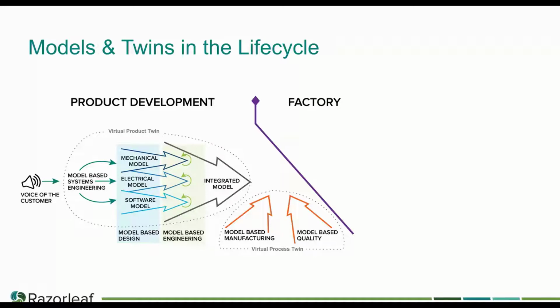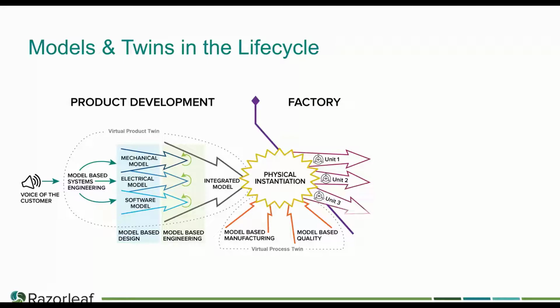All right, now when we've got a plan for the product and a plan for the process of how to build the product, it's time to make it. So at physical instantiation, that's the point where we shift over and we're in the factory now making the individual physical instances, those units. So unit 1 rolls off the line, unit 2 rolls off the line, unit 3 rolls off the line, until the point where we're starting to deliver these to the customer.